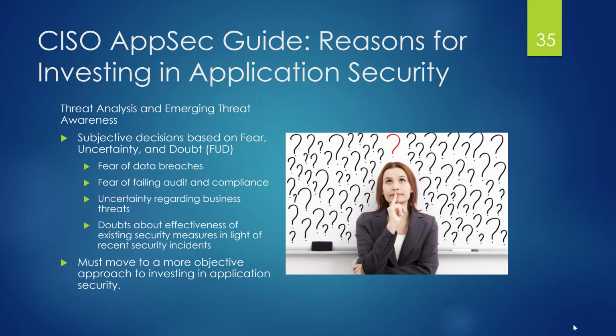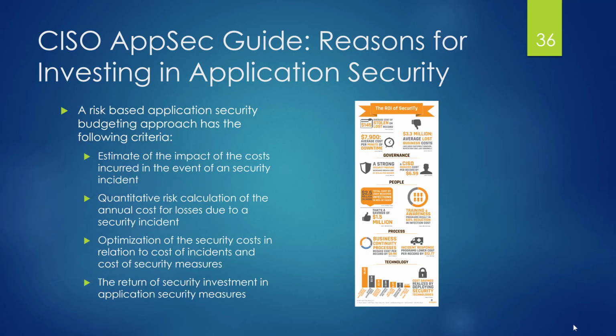All right. So to do that more objective approach, you got to think about how you're going to bring that to bear and come up with a different approach. And here's a mechanism for doing that. You can start with estimating the impact of the costs on the event, doing a quantitative risk calculation of the annual cost of doing this, optimize that security cost in relation to the cost of the security incidents and measures, and then calculate a return on investment. Okay? So actually getting into a return on investment based on a risk-based application security budgeting approach.